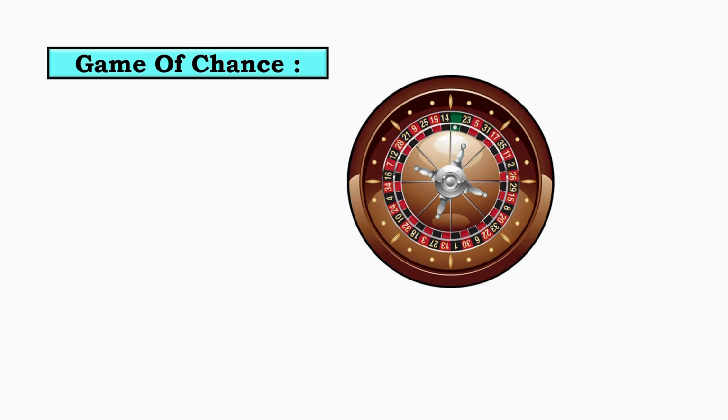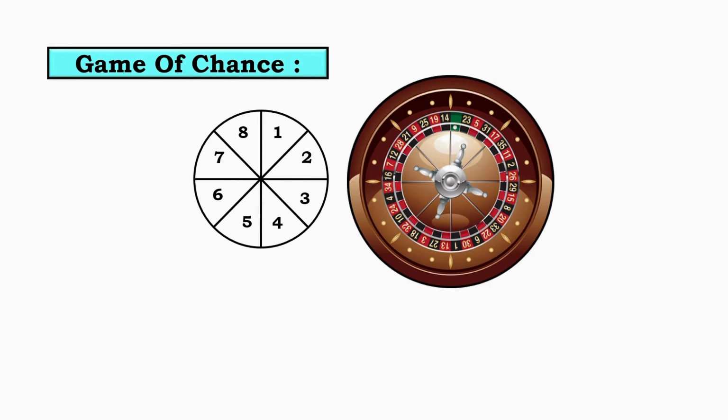Okay, now coming to the game of chance. When we spin this, there are 8 numbers: 1, 2, 3, 4, 5, 6, 7, 8. There is an arrowhead given. Whenever we spin this board, it can happen that the arrow will point to 4. The arrow can point to 1 or 2 or 3 or any number between 1 to 8.